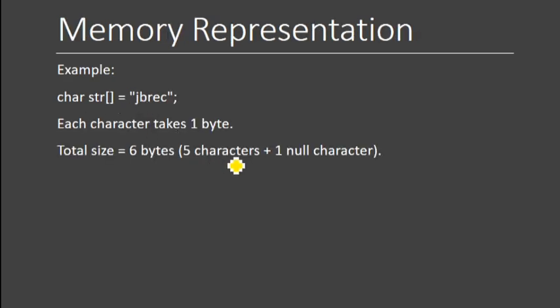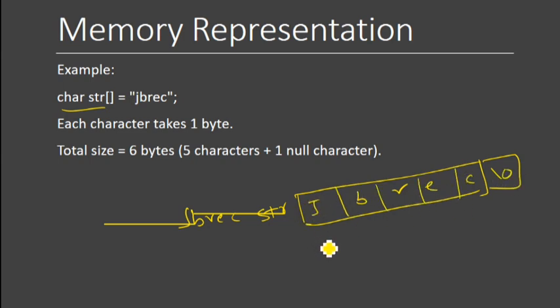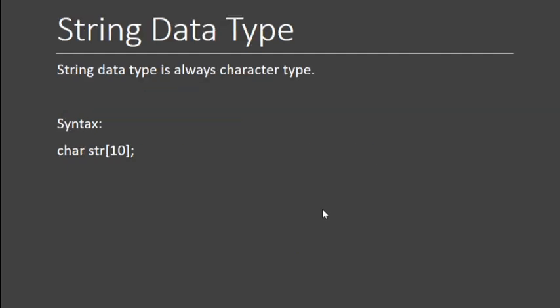Right, so the memory representation. When I'm declaring like this, string str variable name, jbrec, and there is a backslash 0. Each character takes 1 byte, so 1000 is 1 byte, 1001 is 1 byte, 1002 is 1 memory location, 1003, 1004 and 1005. So each character size is 1 byte. This is a string data type, and here I mentioned character, so this is one character data type.